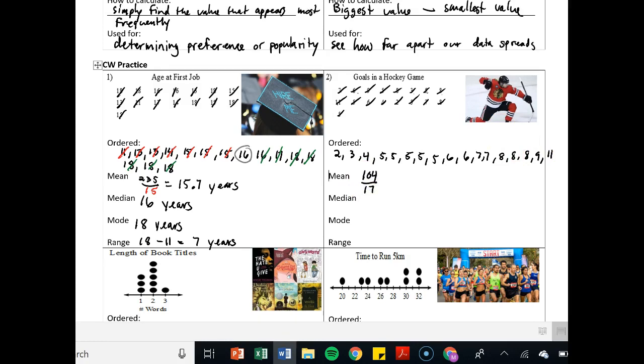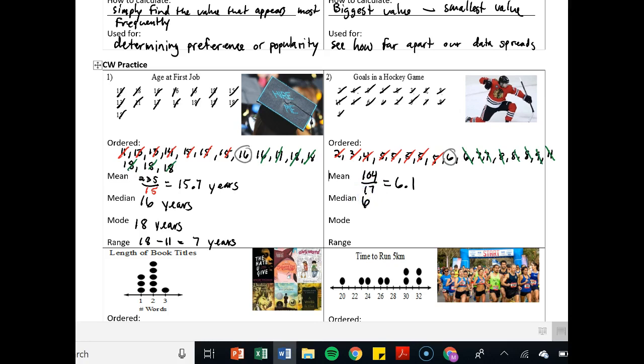So find your subtotal, which is 104. You round to the nearest tenth, which is 6.1. Your median, if you have 17 data points, that means you're going to cross off 8 guys on the left-hand side and 8 guys on the right-hand side. Meaning, you just have one value in the middle, which is 6, and so your median is 6.